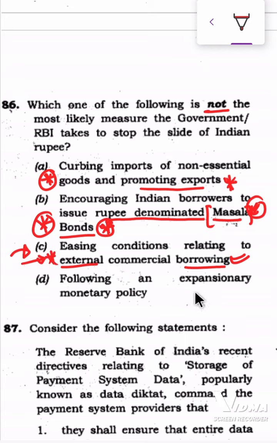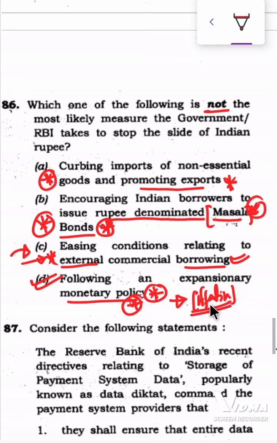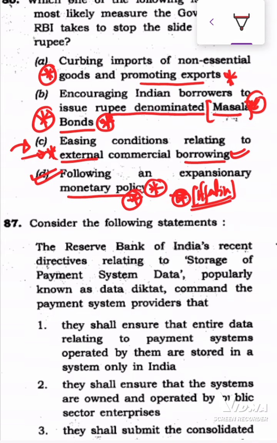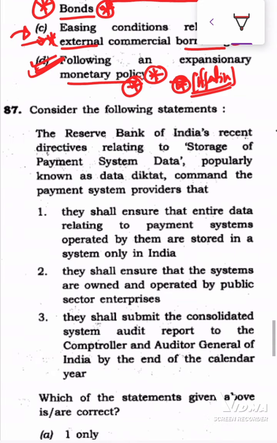Fourth is following an expansionary monetary policy. This should be the answer, because expansionary monetary policy is about everything being done in your own domestic structure. It has nothing to do with your foreign economy, except for the factor of inflation. Inflation could be one thing, but if inflation is under control, then following an expansionary monetary policy is not a problem. So here the answer is actually D, because it is the not likely measure.